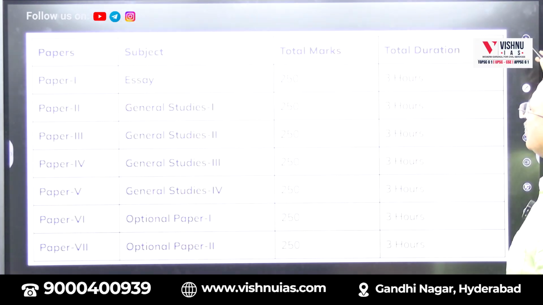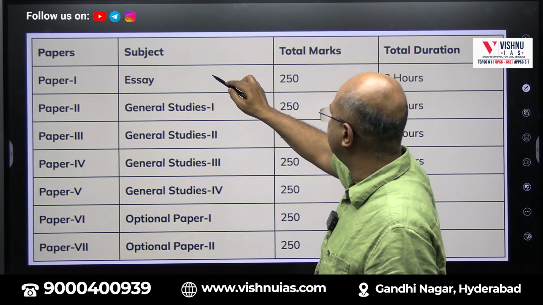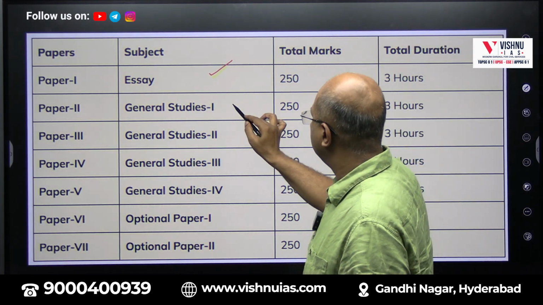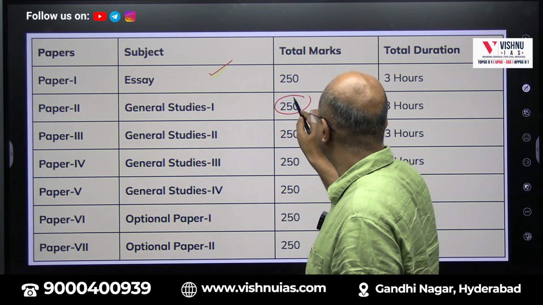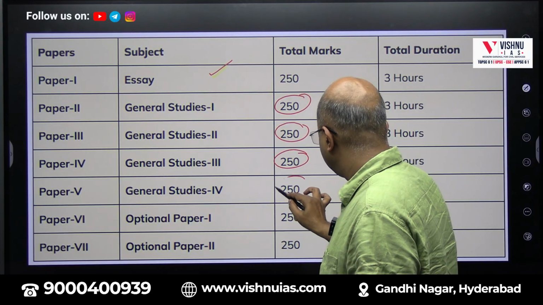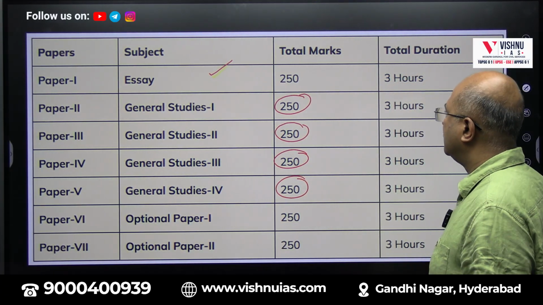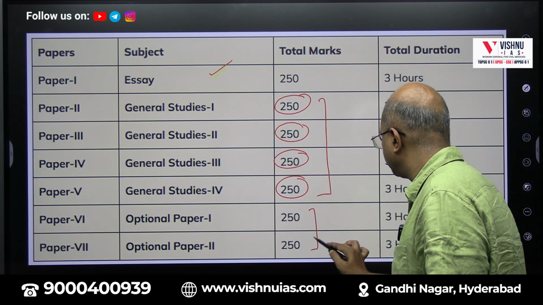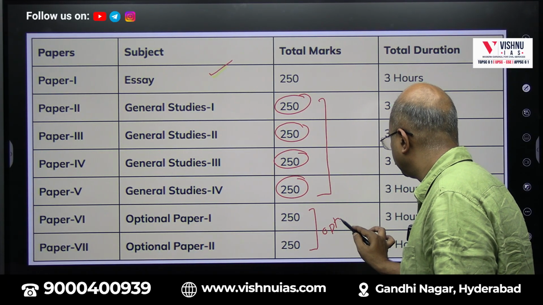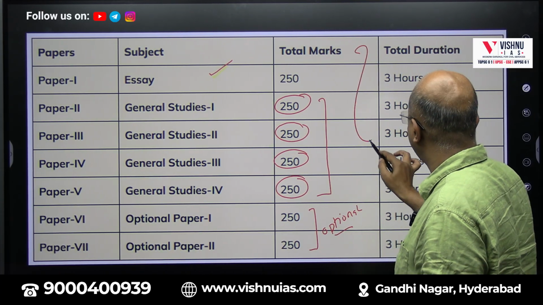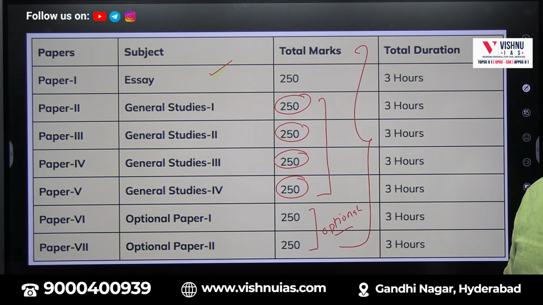Now, what is included there? Essay is one part. Then general studies 1, 250 marks, general studies 2, general studies 3, GS4. There are 4 papers of GS. Then this is your optional. All these marks play an important role in deciding your merit list.